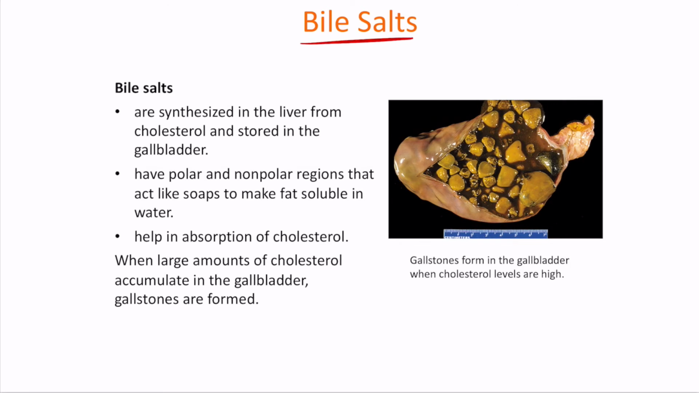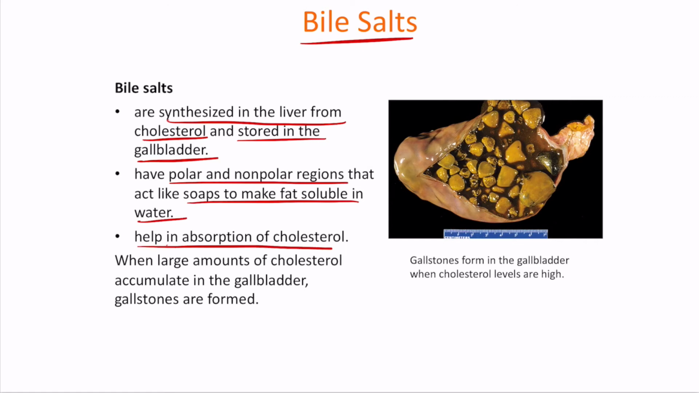Next, let's talk about the next steroid, which is the bile salts. Bile salts are synthesized in the liver from cholesterol and stored in the gallbladder. They have both polar and non-polar regions, so they act like soaps to make fat soluble in water. It helps in the absorption of cholesterol in your body. And when you have large amounts of cholesterol, it accumulates in the gallbladder and you end up creating gallstones. This is a diagram that shows the formation of gallstones in the gallbladder.